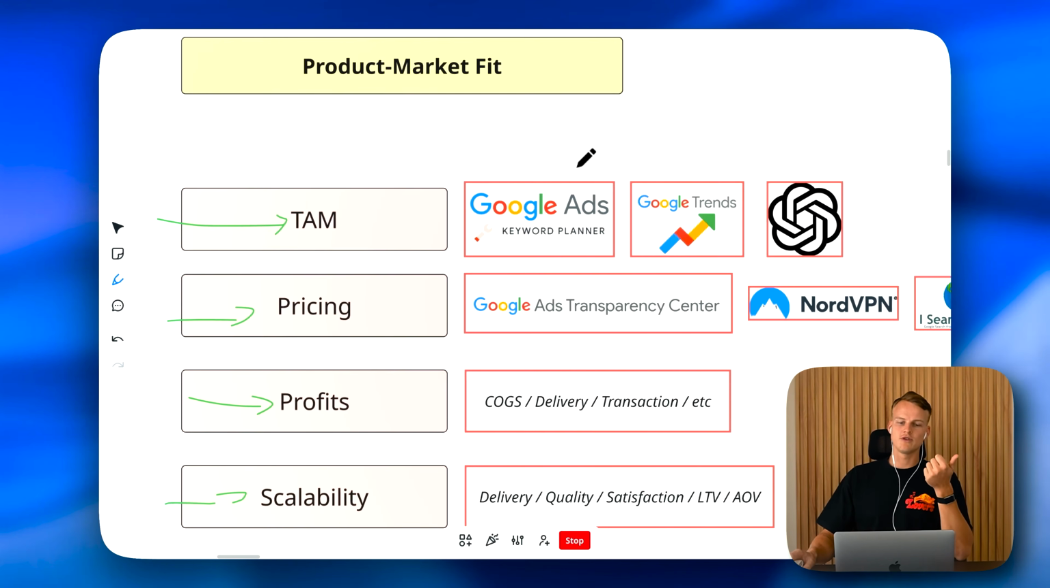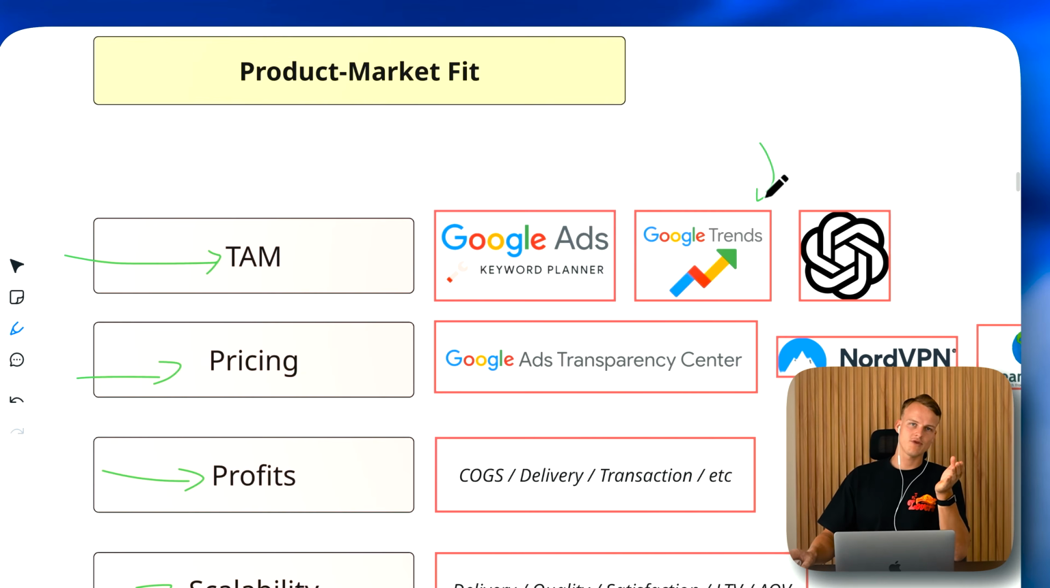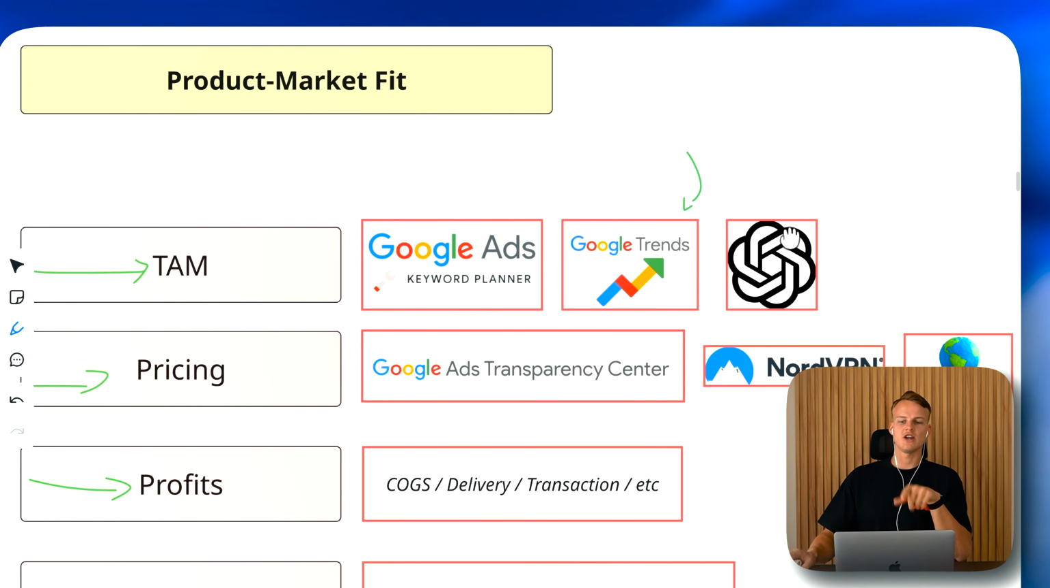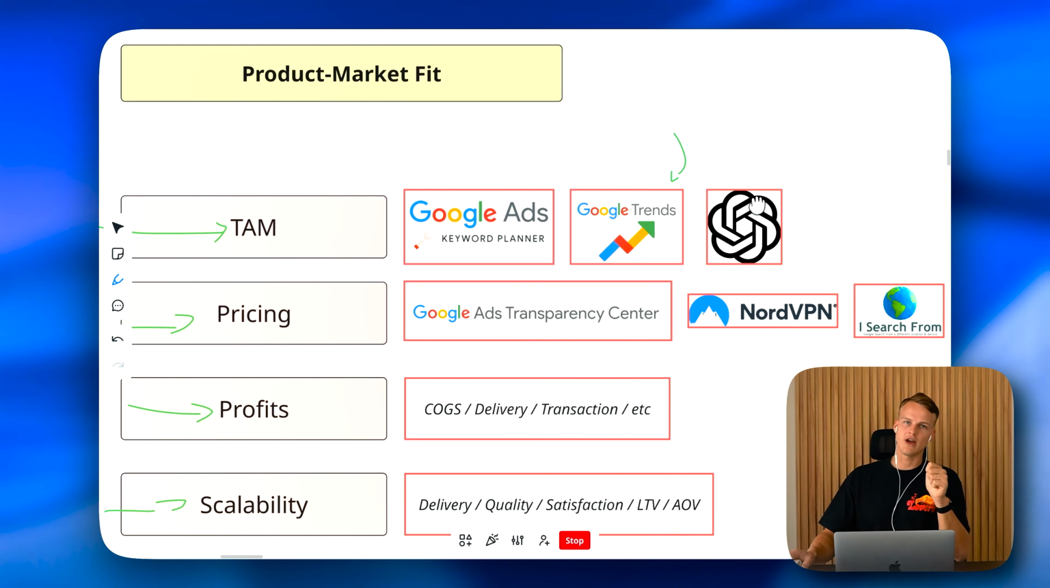When it comes to the total addressable market, we want to look into Google Ads Keyword Planner, do our Google keyword research, and I will talk about that a bit more later in this video. You want to check Google Trends to see if your product is in an upwards or a downwards trend. And you want to use ChatGPT to ask about your total addressable market when it comes to your location.